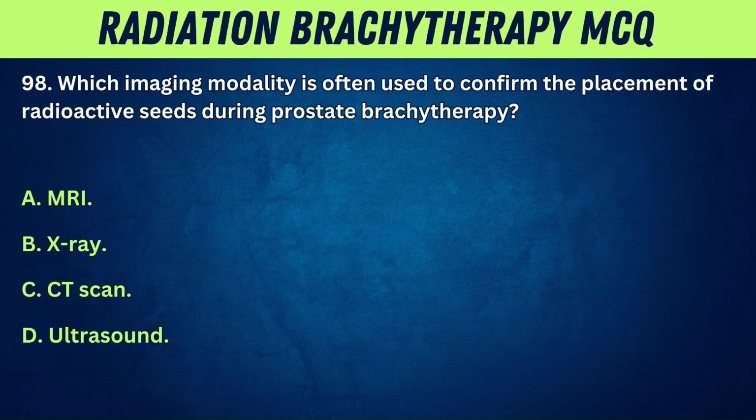98. Which imaging modality is often used to confirm the placement of radioactive seeds during prostate brachytherapy? A. MRI. B. X-ray. C. CT scan. D. Ultrasound.